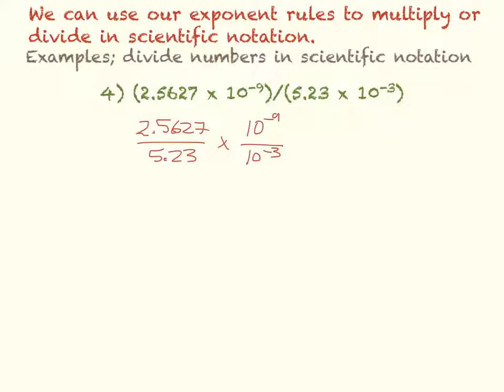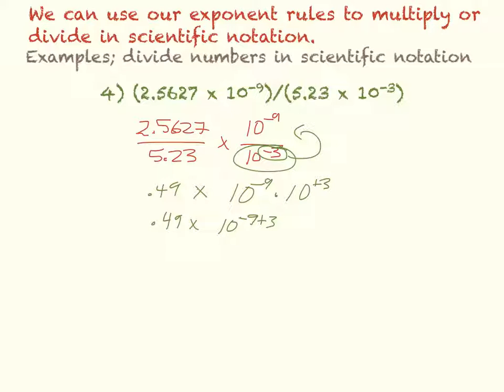Okay, so when I divide out my numbers, I would get a 0.49 times, and here I'm going to just flip the bottom one to get rid of the fraction. So I'm going to flip this up because it is a negative exponent and flip the sign. So I'm going to have 10 to the negative 9th times 10 to the positive 3, because you flip the sign when you flip it over the fraction bar. So we have 0.49 times 10 to the negative 9 plus 3. Okay, so that is 0.49 times 10 to the negative 6 power.